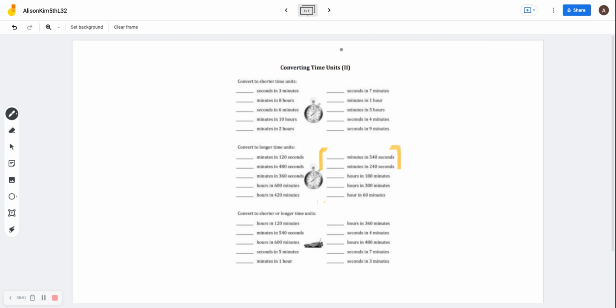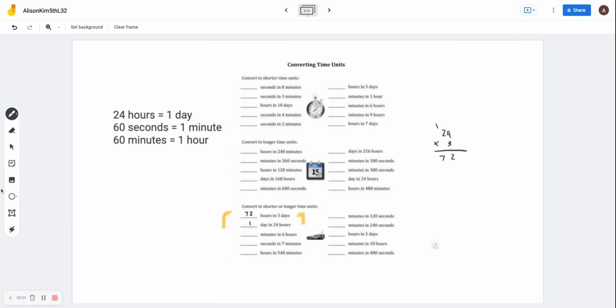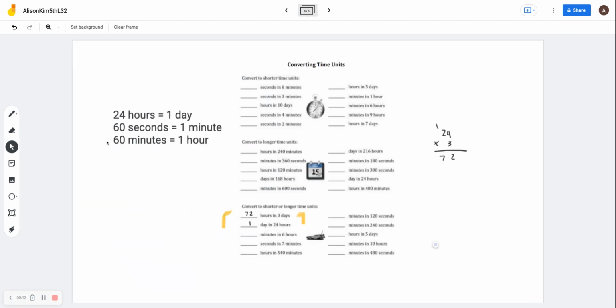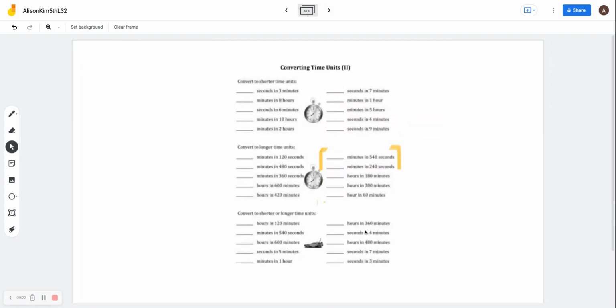Let's move on. It's not the same exact worksheet, but it's the same exact concept, just more questions. So let's do a little bit more review. In this case, let's look at the minutes in 540 seconds. I'll try to copy this one onto this slide, but it looks like it won't let me. So let's just keep that in mind.